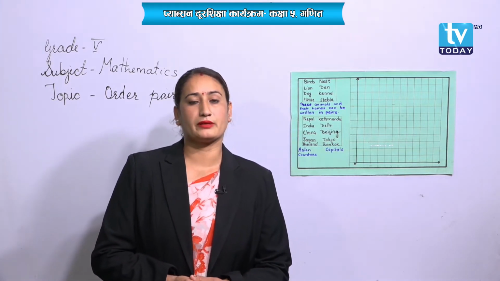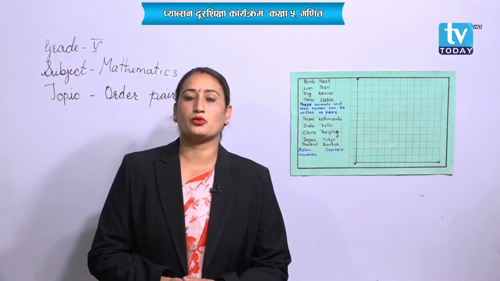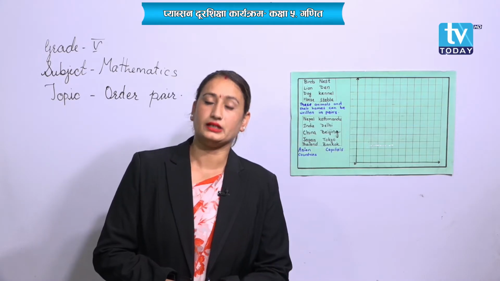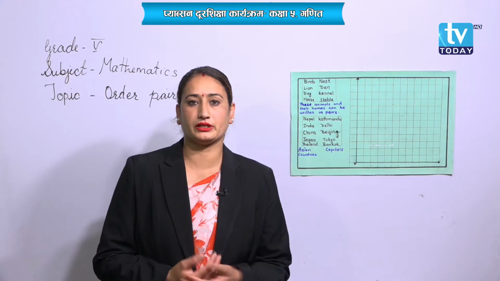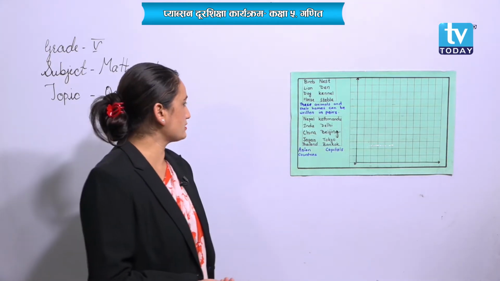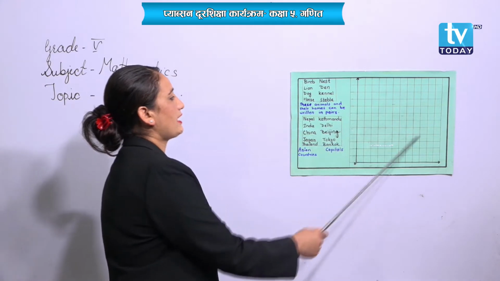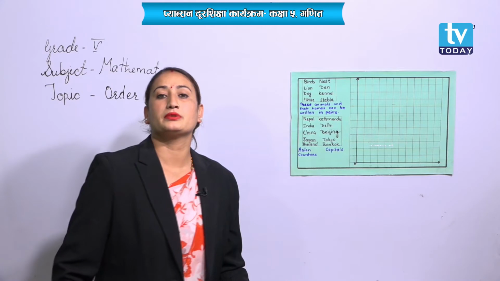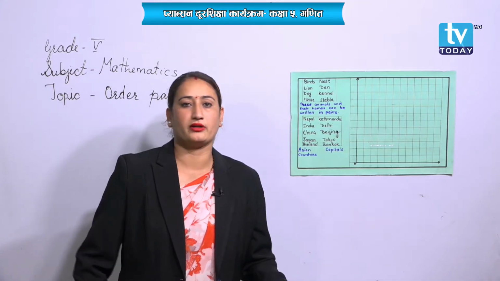Now, first of all, the main topic for Grade 5 is the ordered pair. So, we are going to learn about ordered pairs first. Here, I have something to show you. Have you seen this one? See, students, over here, this is the graph. Do you have graph paper at your home or not? If you have graph paper, it's very good.